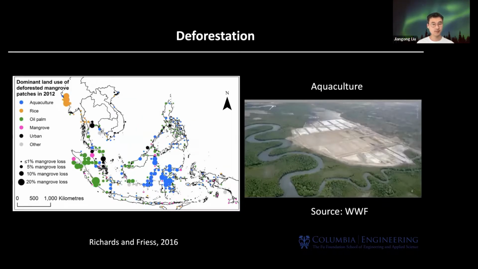And for the major threat in Southeast Asia to mangrove trees, the conversion to aquaculture ponds is the major threat, followed by other agricultural lands. On the picture on the right, it shows how a part of the mangroves are clear cut and converted to aquaculture ponds. Yeah, we can clearly see them from space.